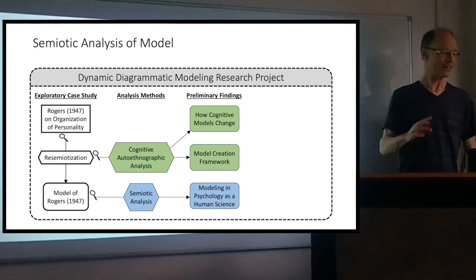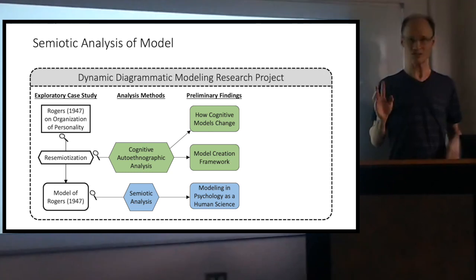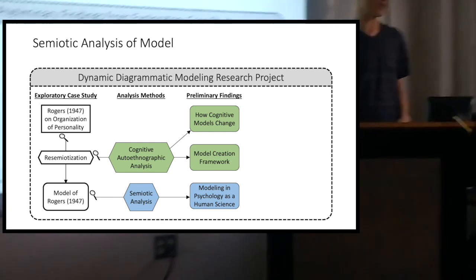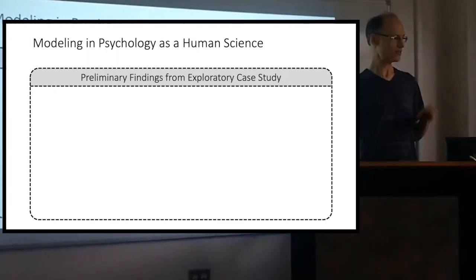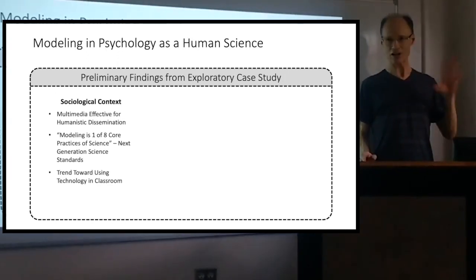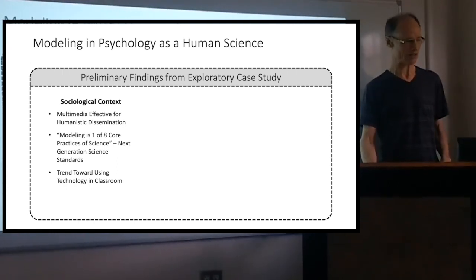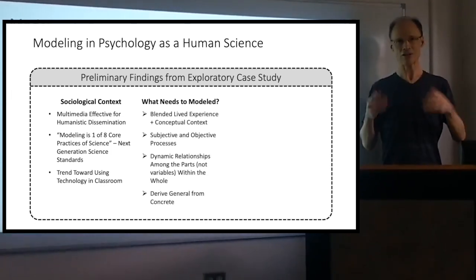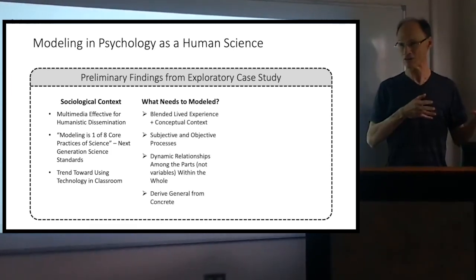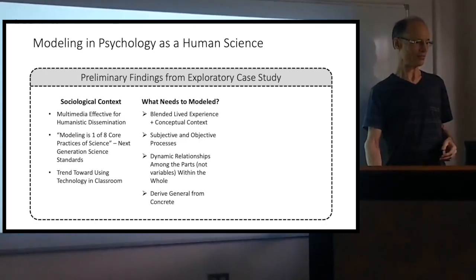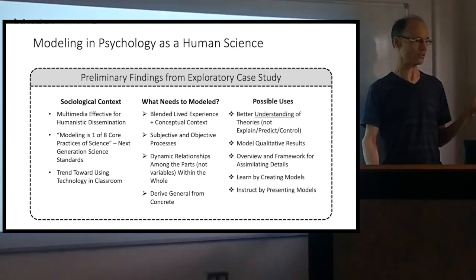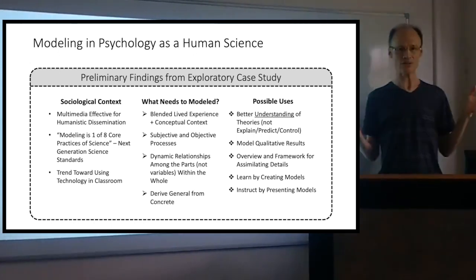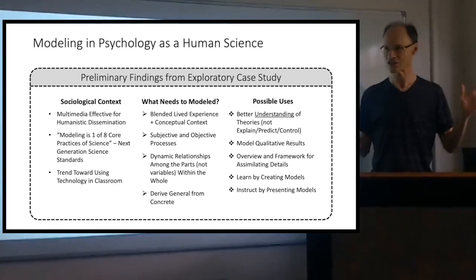And finally, for those of you who missed the traditional PowerPoint bullet points, I'll leave you with this concluding slide, which lists some of the sociological context that drives this project, what needs to be modeled in humanistic psychology, as far as I determined so far from this case study, and also some possible uses of this kind of modeling. So I'm interested in hearing any of your feedback on this. Thank you.